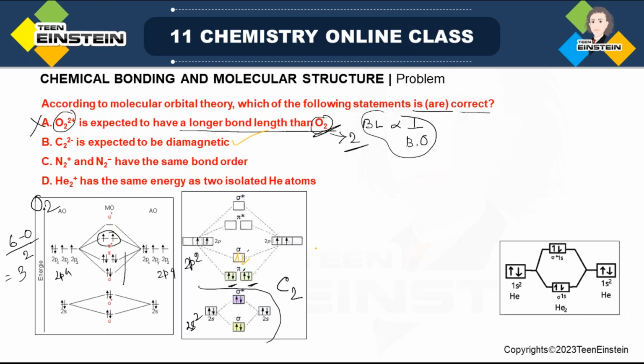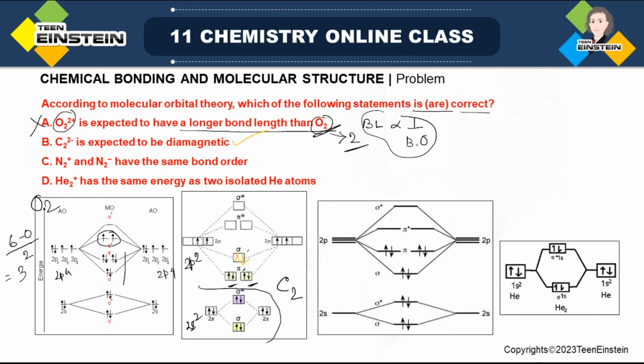What about C? N2 plus and N2 minus have the same bond order. Remember, we have done this problem. This is for the diatomic molecule N2, where 3 electrons are present, that means total 6 electrons. So we have placed them in this way. For the original molecule N2, bond order is 3. But when you remove 1 electron, it will be 5 minus 0 by 2, so it is 2.5. And when you add 1 more electron, then also it is 6 minus 1 by 2. That means both have the same bond order. This is also correct.